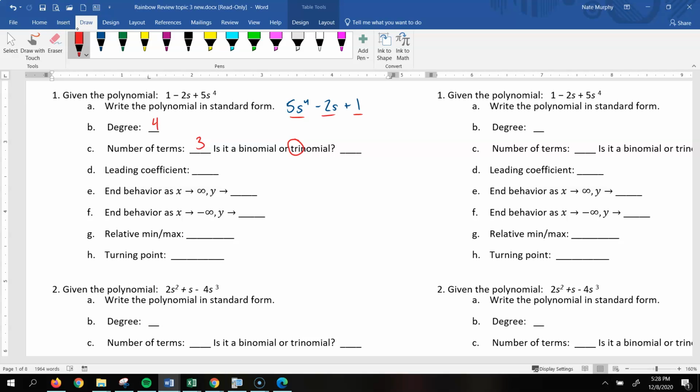And the leading coefficient would be just the coefficient. So we don't include a variable when we describe a leading coefficient. In this case, the leading coefficient would be the number attached to the s to the 4th, so that's just the 5.